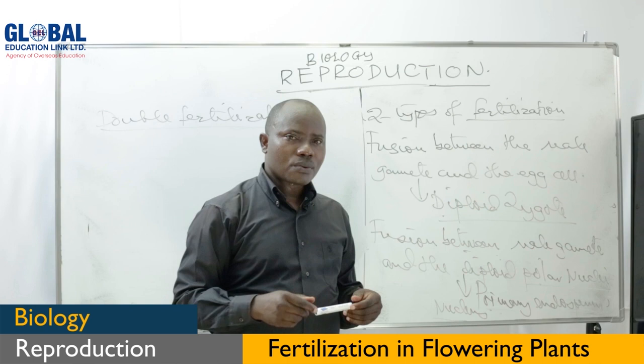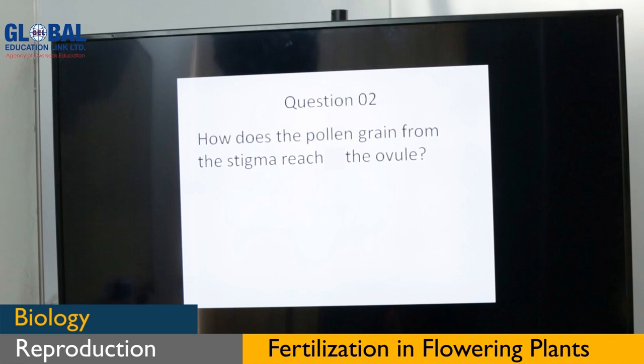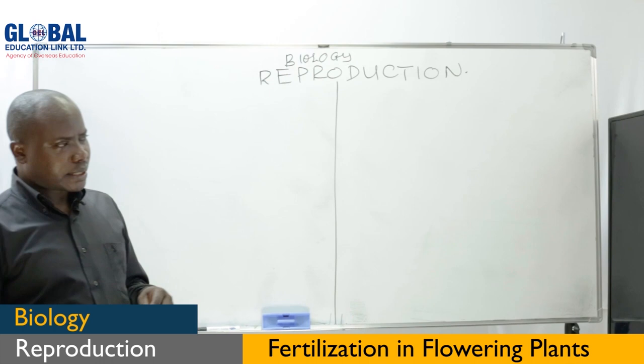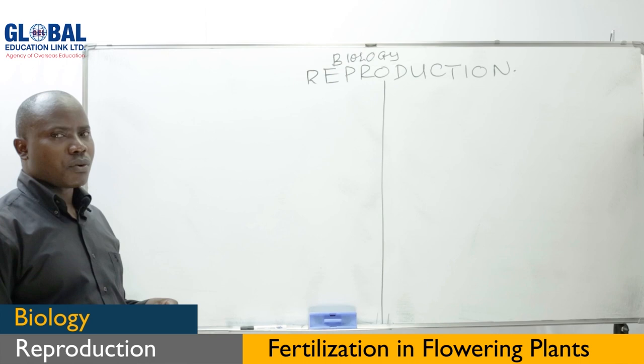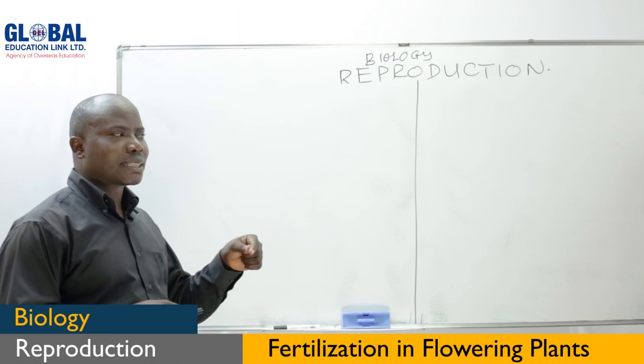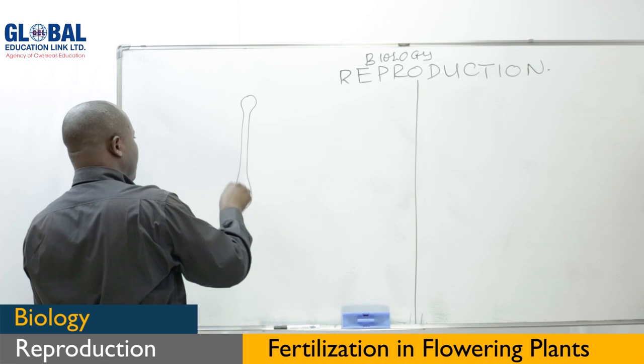And this reads as follows: how does the pollen grain from the stigma reach the ovule? If you see, this question is not very far from question number one, only that it has been asked in a different way. The question asks, how does the pollen grain from the stigma reach the ovule? This is the stigma.